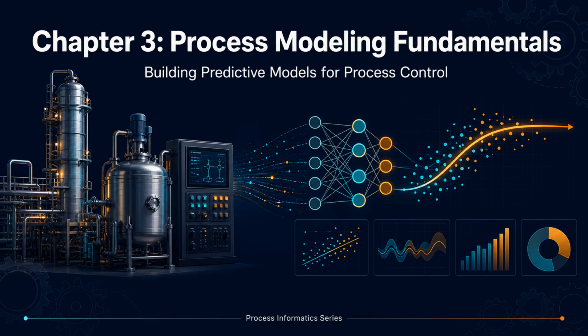Welcome to Chapter 3 of the Introduction to Process-Informatics series. In this lecture, we will dive into the mathematical foundations of process modeling. We will explore linear and multiple regression, learn how to evaluate model performance using metrics like R-squared and root mean square error, and discover powerful techniques like partial least squares for handling complex industrial data. By the end, you will understand how to build predictive models that transform raw sensor data into actionable insights.